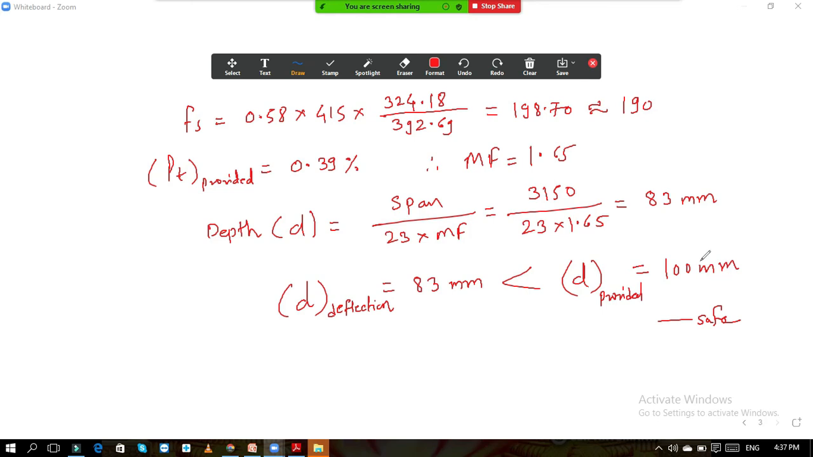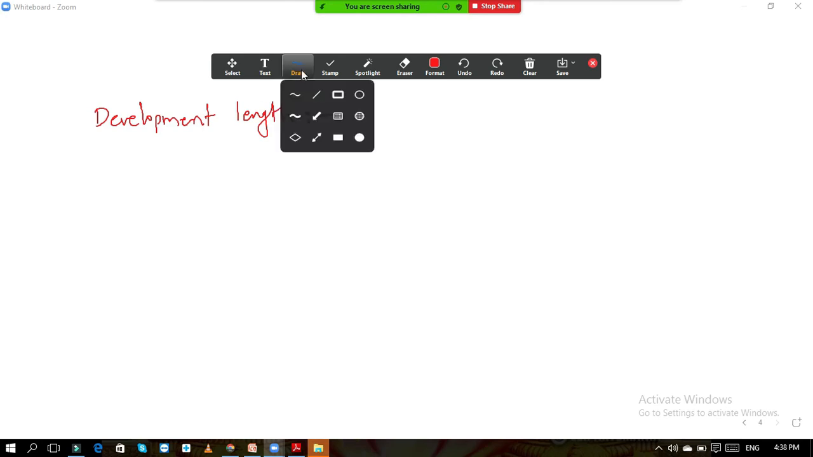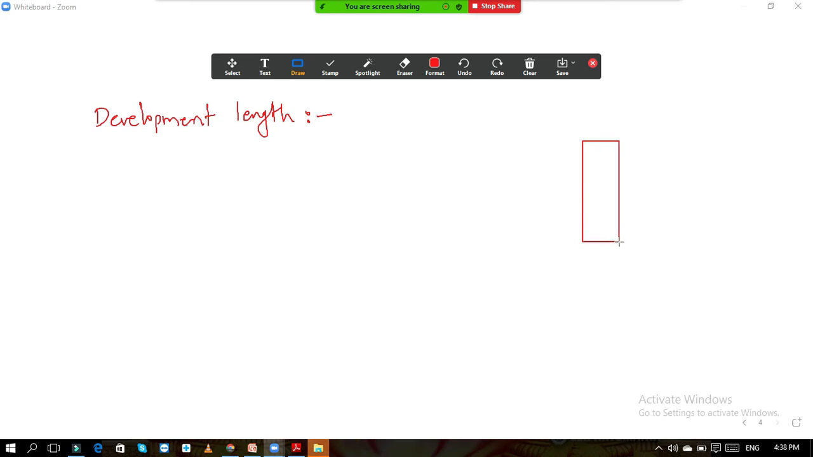And the last check is for development length. Now here one thing you should consider while calculating the development length. Development length is always provided at the support. You see, development length is always provided at the end support. That is the most important thing.